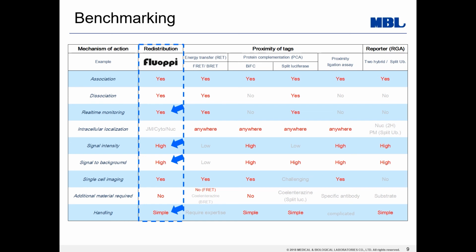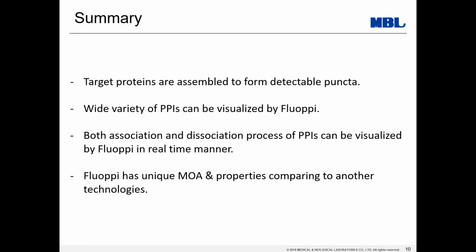Hence, Fluoppi is a simple and robust system for PPI detection and screening of PPI modulators. In summary, Fluoppi visualizes intracellular PPIs as fluorescent puncta. A wide variety of PPIs can be applied for Fluoppi, and reversible reactions can also be visualized in a real-time manner. Because Fluoppi has a unique mechanism of action, it can be a technology to complement the existing ones.